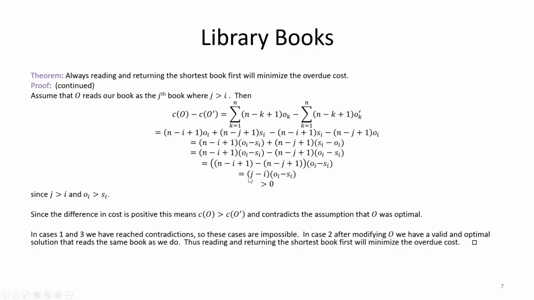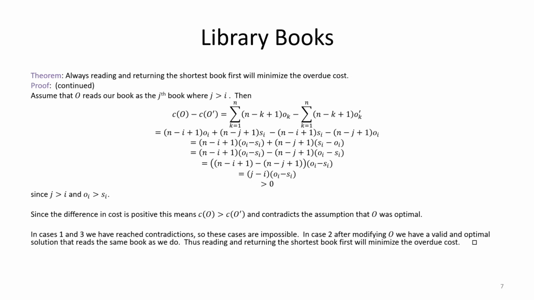j minus i. Okay, and once we get to this step, remember, all we were trying to argue is that this is positive. Well, this is positive because, one, j is greater than i, so this is positive. And we assumed at the beginning of our case, on the last slide, that O_i is greater than S_i. That's the case we're in. So because of this, the cost must have increased, or another way of saying that, rather, the cost of O should be greater than the cost of O prime after we made this swap.